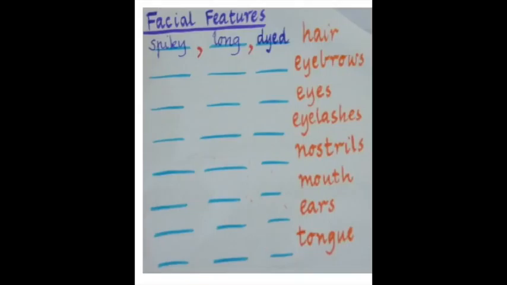During this activity, the students were very engaged as they were working in groups of 3 to finish off the activity. For this activity, they had to think of facial features, for example, eyes, and how you could describe eyes, for example, big eyes, blue eyes, round eyes, and then write them down. And there was a list of facial features, for example, hair, eyebrows, eyes, eyelashes, nostrils, mouth, ears, and tongue, written up on the board that they could use to help them.